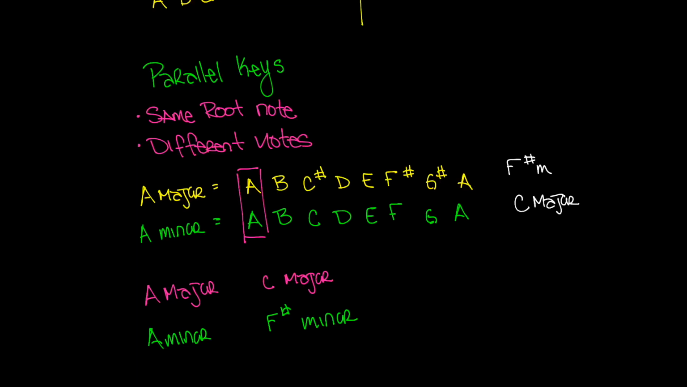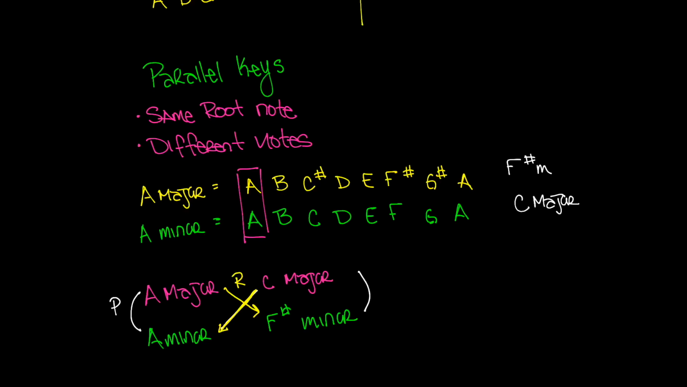Now, A major to A minor, again, is our parallel relationship. C major to A minor is going to be relative. A major to F sharp minor is relative as well. So all of these would be relative. There is no real direct relationship between these two.